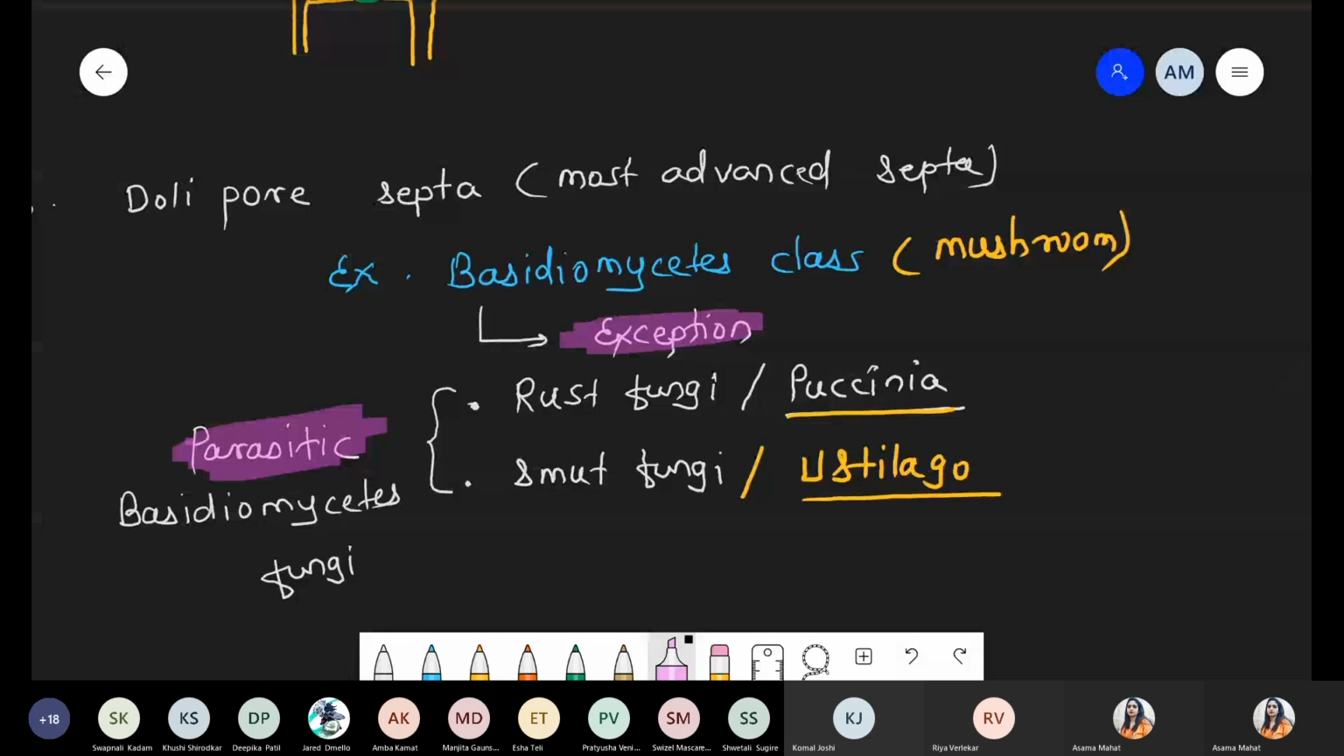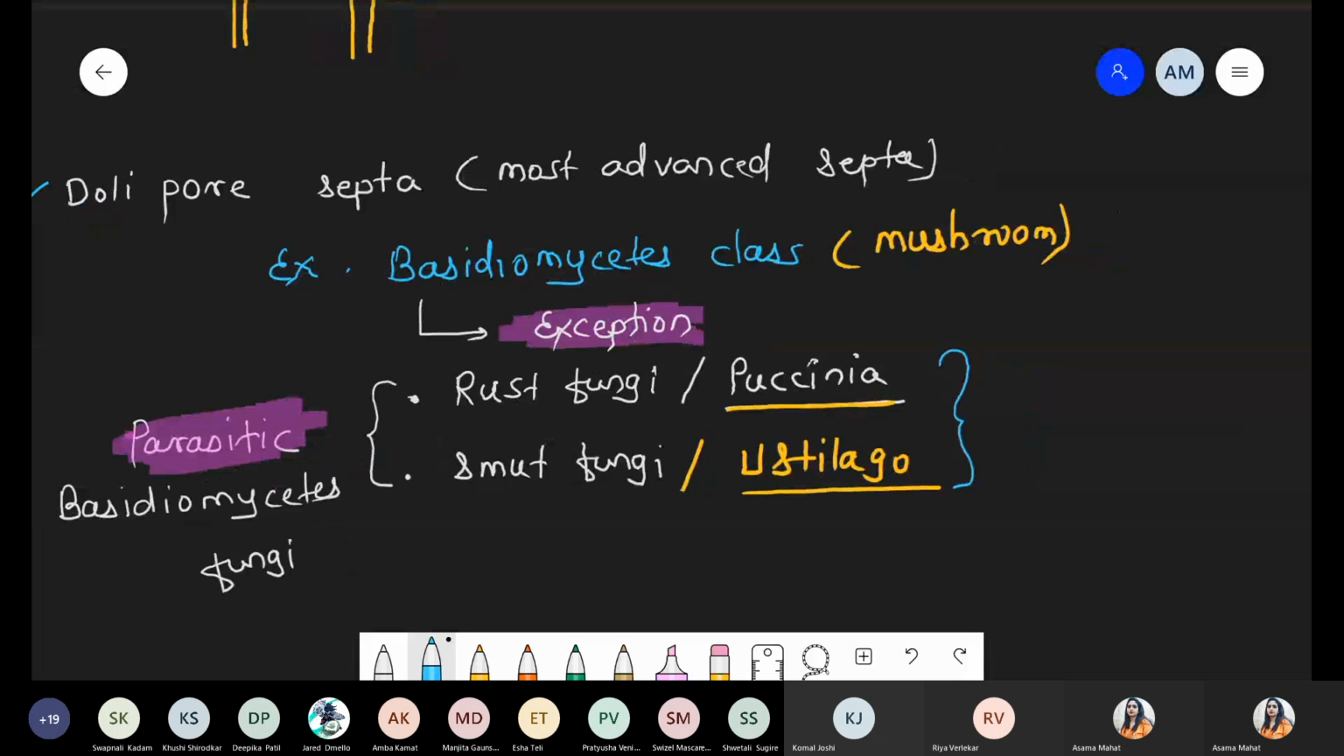What is the meaning of this exception case? Whenever we talk about the Basidiomycetes class, all of it has the well developed septa, that is dolipore septa. But in the exception case of Puccinia and Ustilago, in these two parasitic examples, the dolipore septa is totally absent. So write down here that there is an absence of dolipore septa in these two examples.